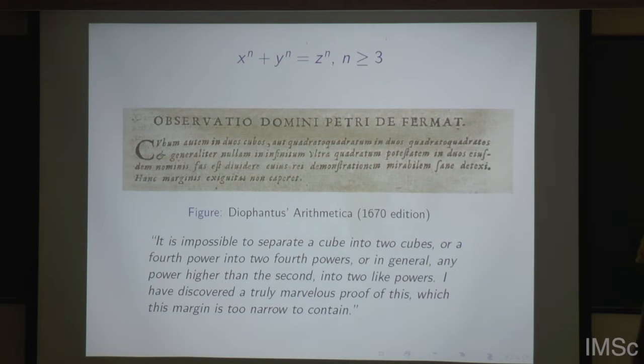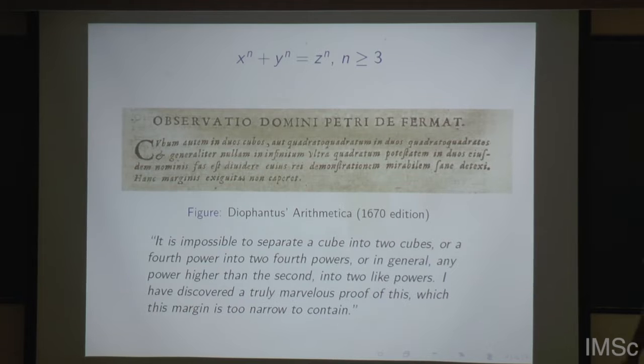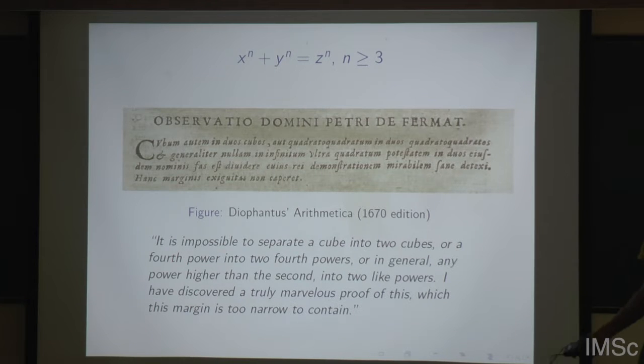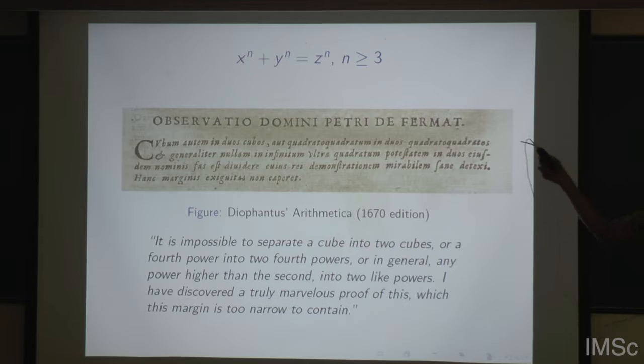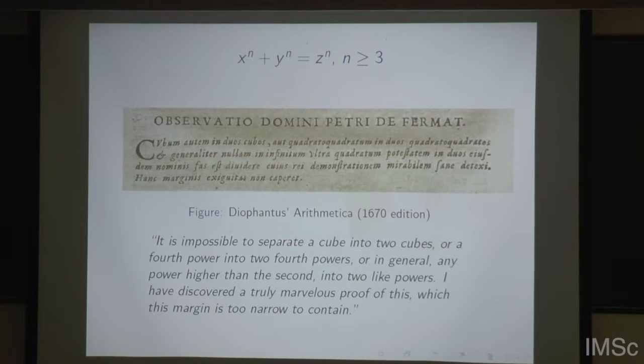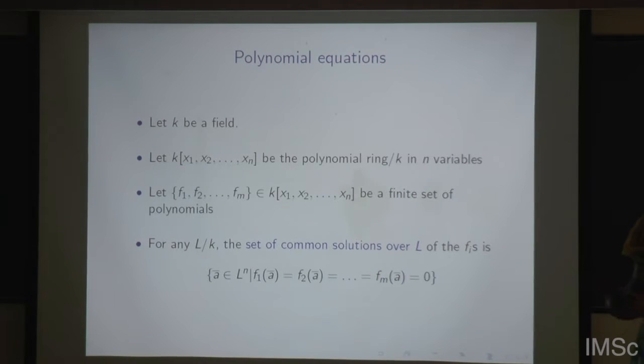And then again, you have the famous x to the n plus y to the n equals z to the n, where n is at least 3. This is the margin note from Fermat's copy of Diophantus's Arithmetica. And you observe that there are not too many solutions to this equation. So maybe basically we can say some part of algebra has been trying to figure out the following: you have a field, you have a polynomial ring in n variables, you have a finite set of polynomials, and you're trying to find common solutions to them.